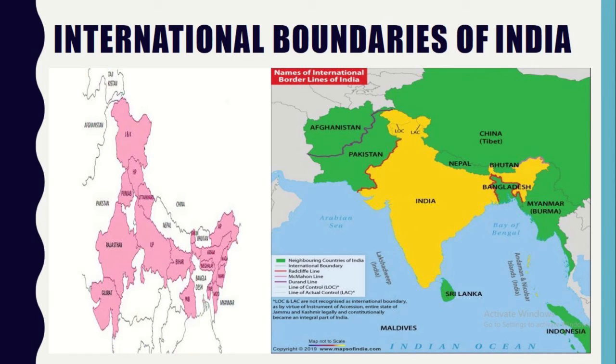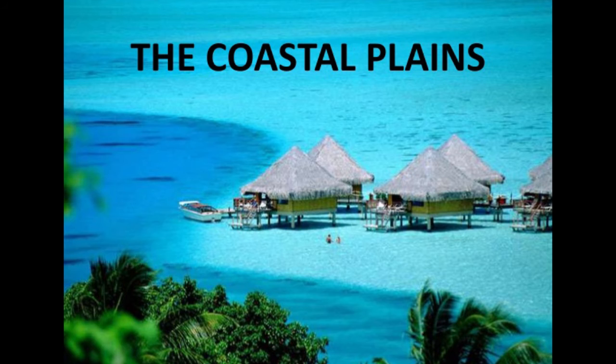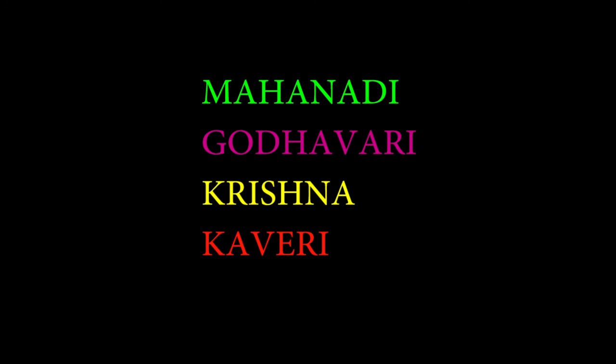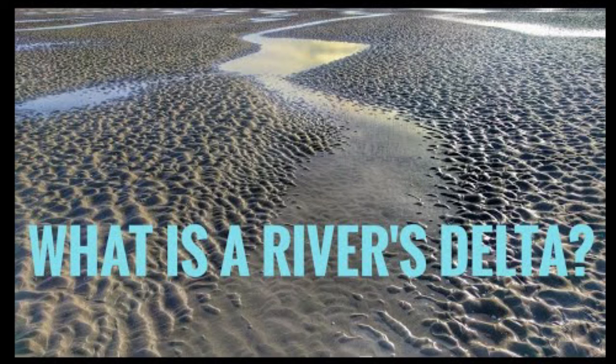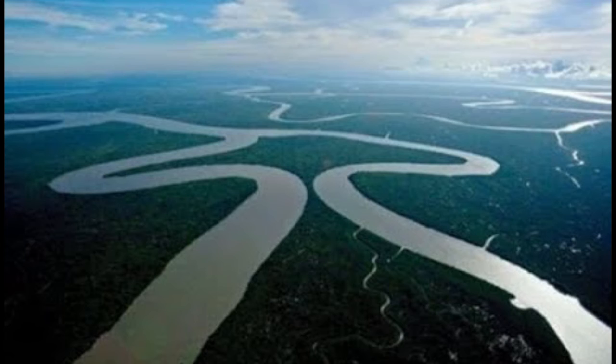To the west of the Western Ghats and the east of the Eastern Ghats are the coastal plains. The western coastal plains are very narrow. The eastern coastal plains are much broader. There are a number of east flowing rivers. The rivers like Mahanadi, Godavari, Krishna and Kaveri drain into the Bay of Bengal. These rivers have formed fertile deltas at their mouth. The Sundarban delta is formed where the Ganga and Brahmaputra flow into the Bay of Bengal.